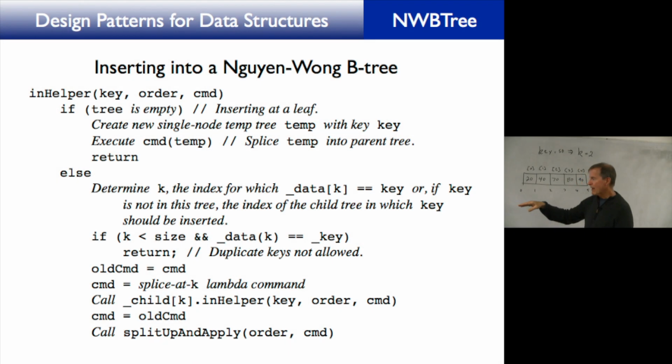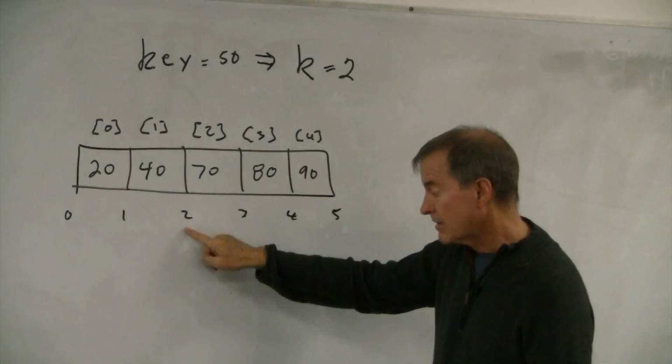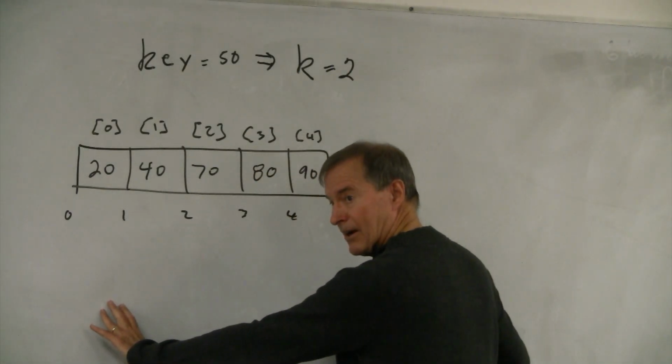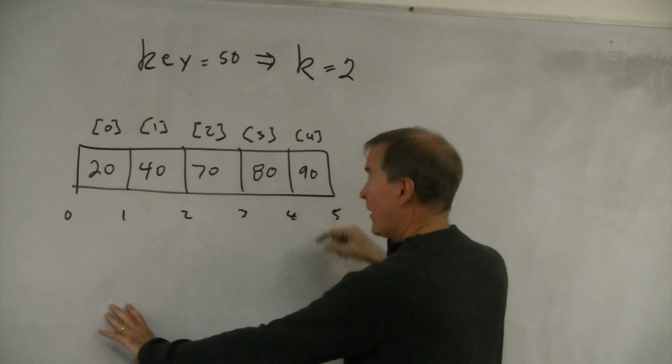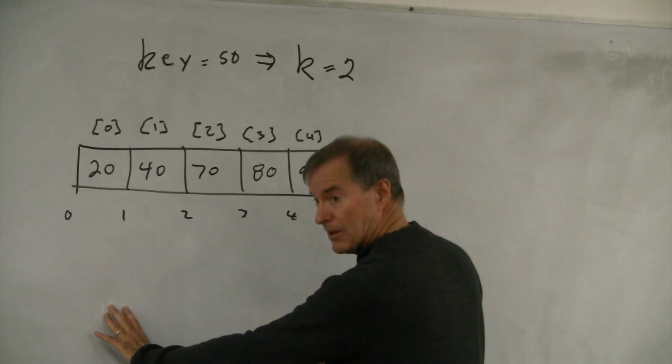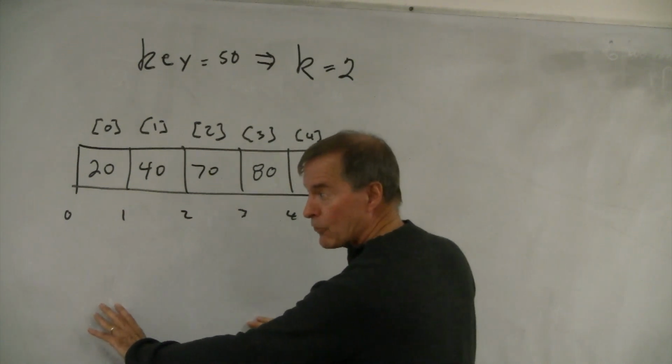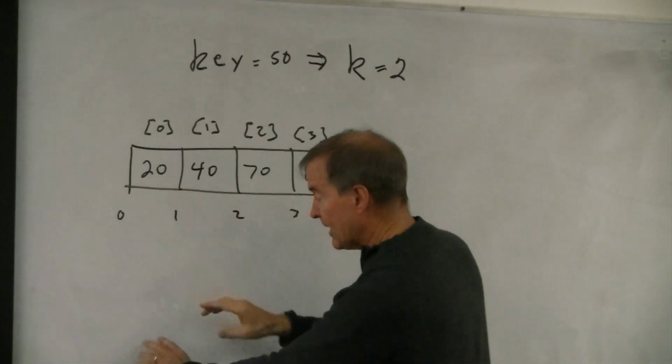So the command gets the splice at k lambda command, and we call what? We call child sub what? Sub 2. Okay, and so that would be this one down here. Are you with me? Where this 50 needs to go. So it's going down. And furthermore, what are we passing it? We're telling it to do what?